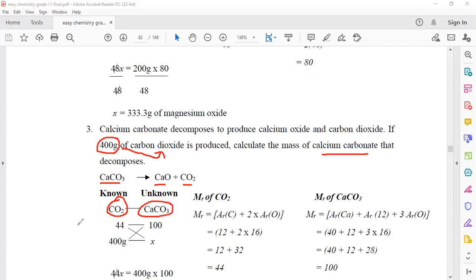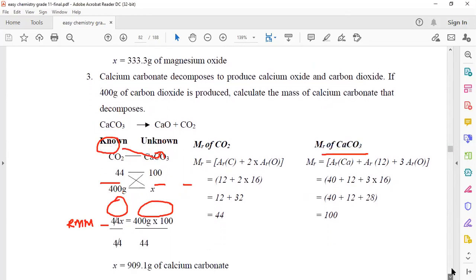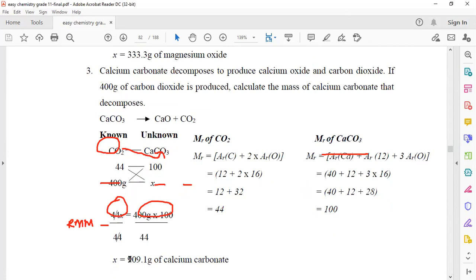When you find their relative molecular masses, this is 44, that is 100. Then you are given 400 grams of carbon dioxide. So when you cross multiply, you get 909.1 grams of calcium carbonate. So we find a lot of these questions in chemistry papers, and that is just the way it goes.